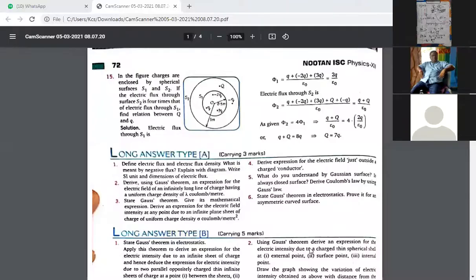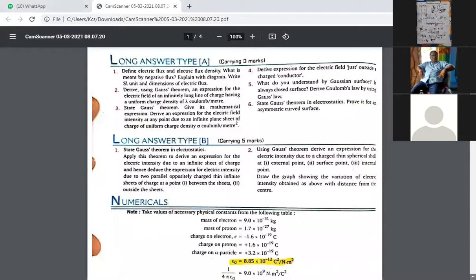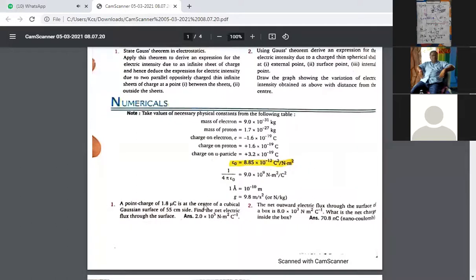Now you see the question here. Question number 1, numericals you can see. Have you got the numerical number 1? Numerical number 1 सबको मिला? Yes, sir. A point charge of 1.8 microcoulomb at the center of a cubical Gaussian surface of side 55 centimeter. Find the net electric flux through the surface.